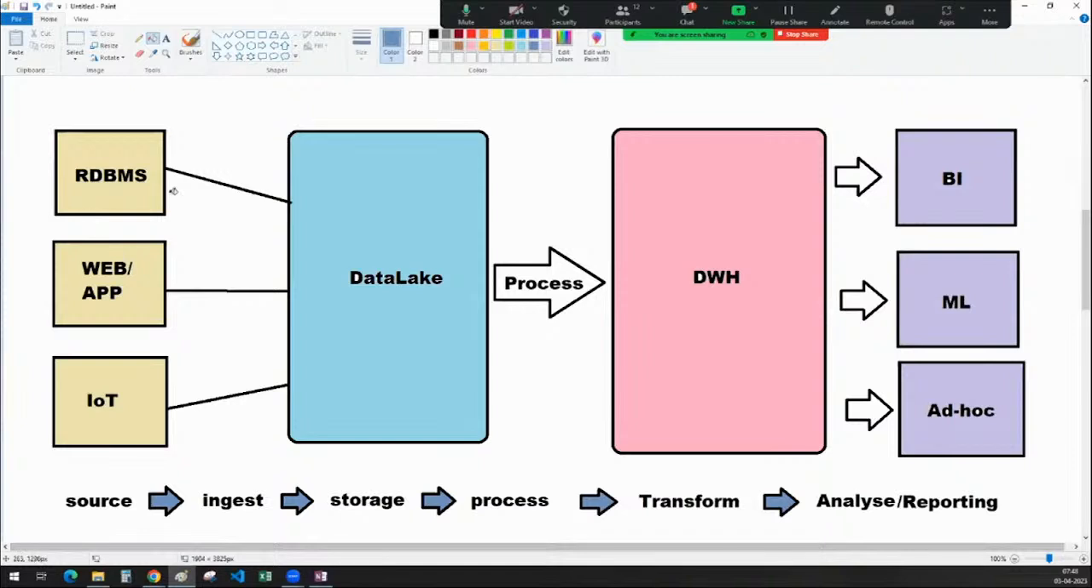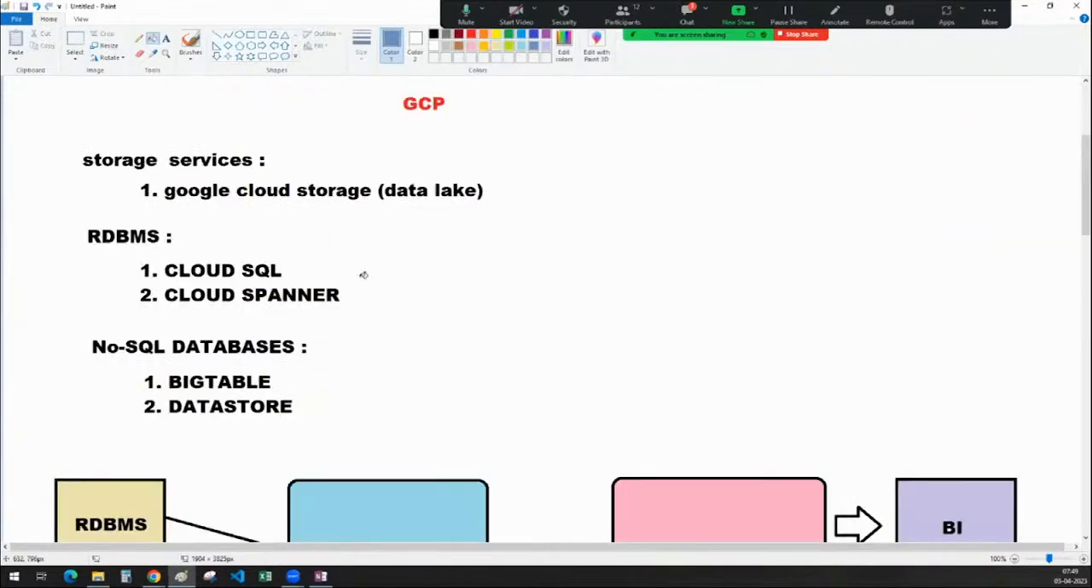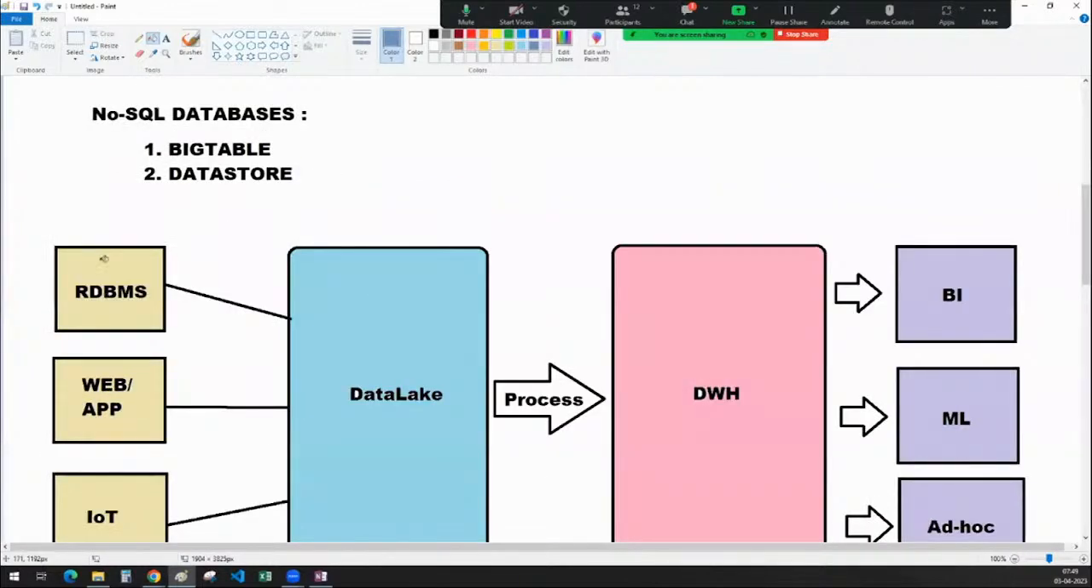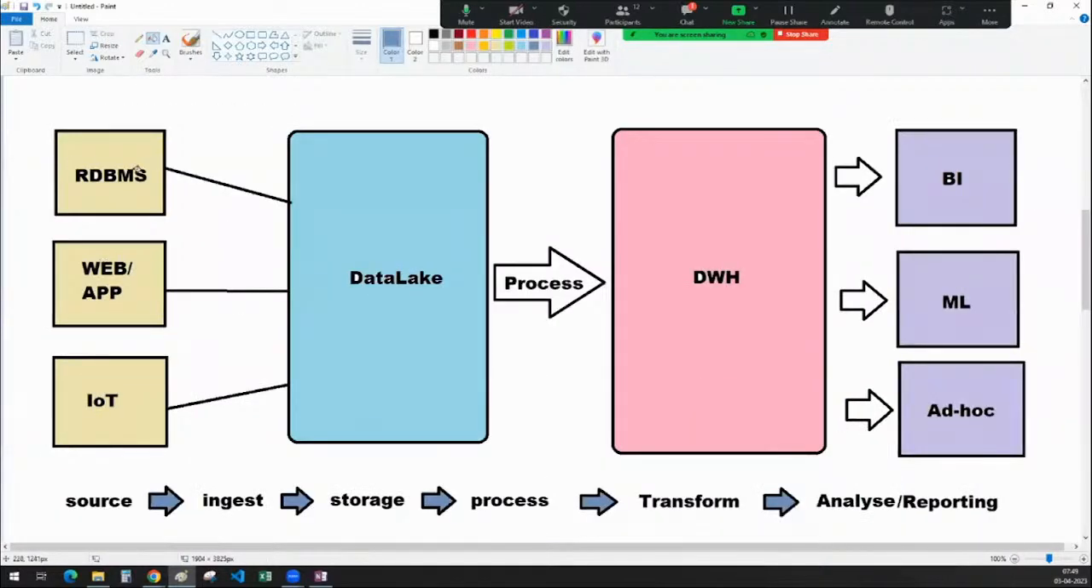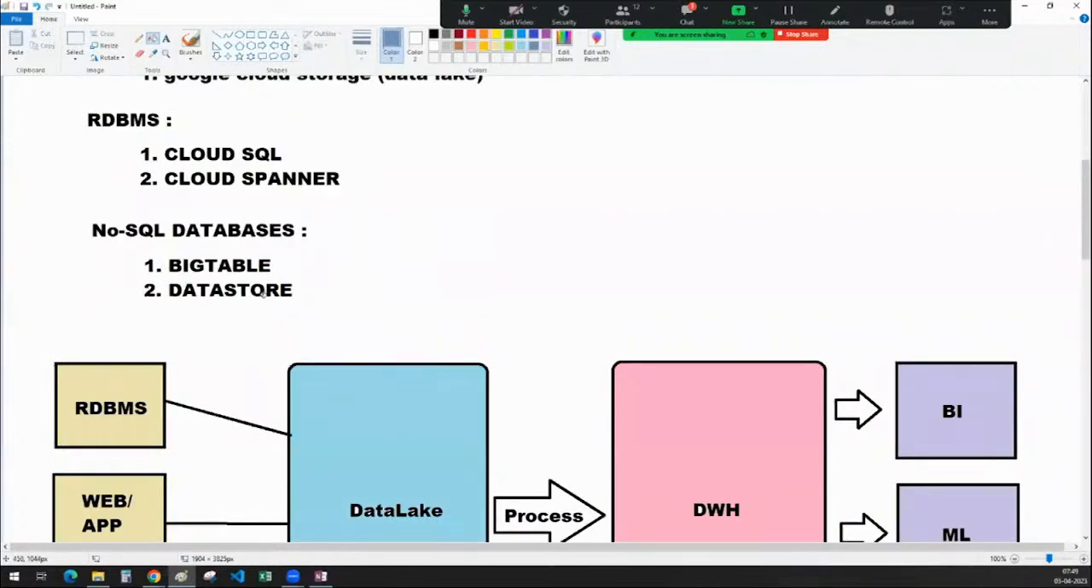But here, what are the RDBMS technologies? Okay, sir, this is a data engineering life cycle, but what are the RDBMS technologies that we are going to learn in our sessions? If you ask me that question, here I have mentioned RDBMS: Cloud SQL and Cloud Spanner. Sometimes it can be a non-RDBMS as well, nothing but NoSQL databases, that can be Bigtable or Datastore.